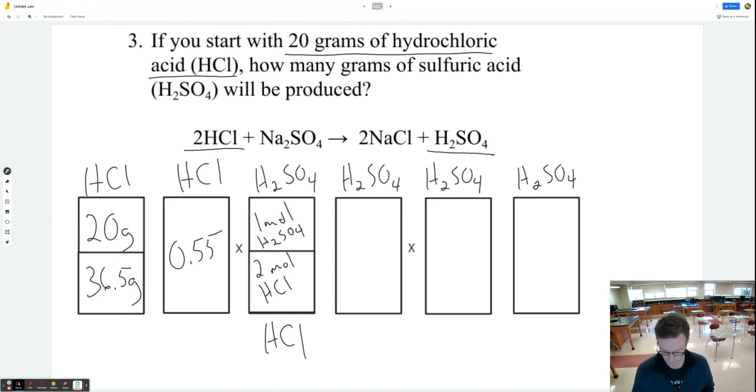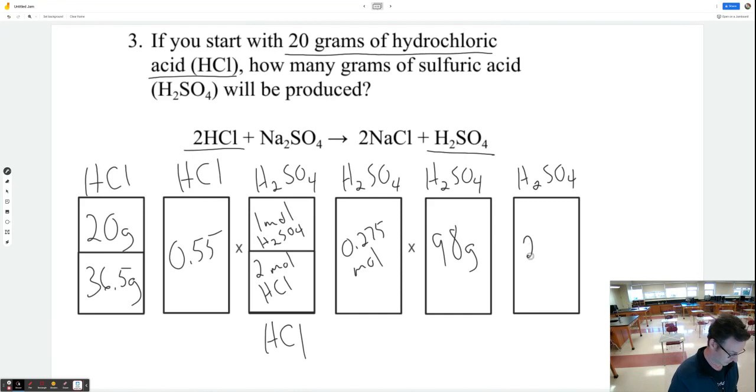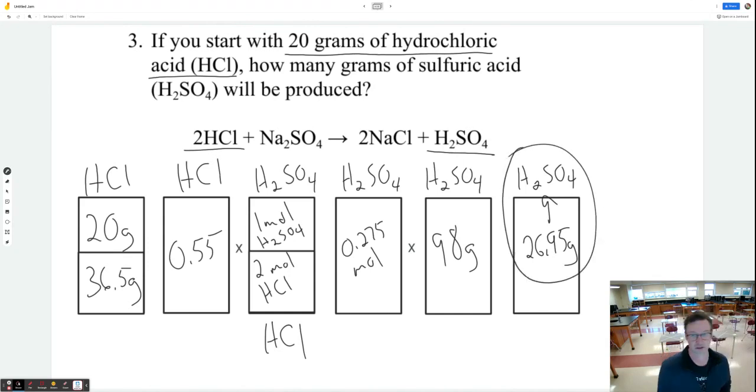So half of 0.55 is 0.275 moles of H2SO4. So now we've switched over from the reactant to the product. 0.275 moles of H2SO4 will be produced. The molar mass of H2SO4, 2 hydrogens, a sulfur, and 4 oxygens, is 98 grams off the periodic table. 0.275 times 98 is 26.95 grams of H2SO4. That is the answer to that question.